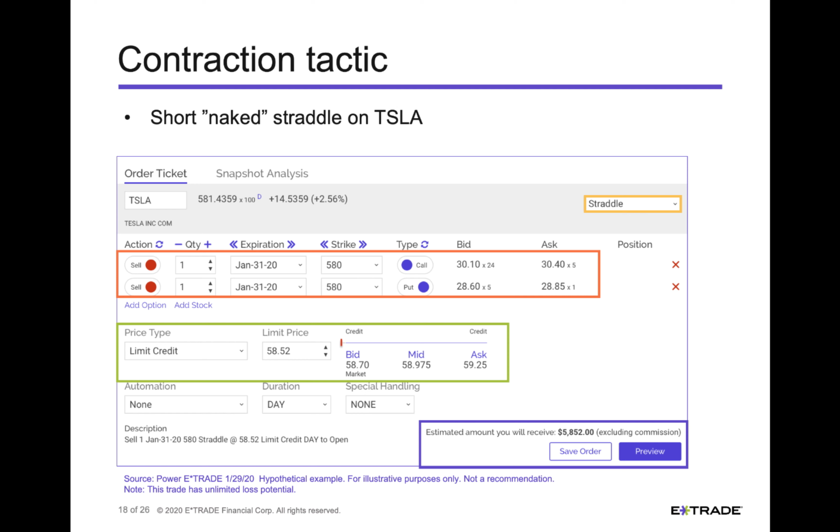Now, that is my credit. If Tesla goes through earnings and the stock closes right at 580 on January 31, then I will make $5,852. The probability that the stock is not going to move at all is practically zero. So the probability of you keeping the 5,852 is practically zero. So before I move on to the next screen, I want to point this note out. This trade has unlimited loss potential. This is the kind of trade that could blow up in a very, very bad way.